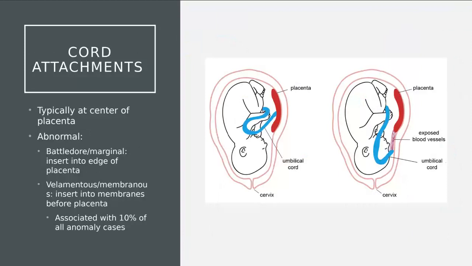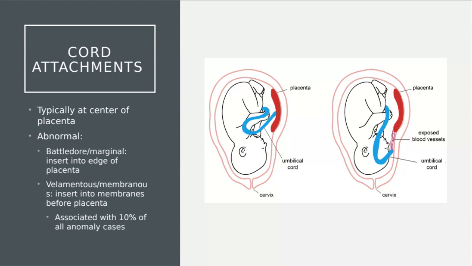Next, we have cord attachments. So talking about attachments into the baby, but mainly about attachments into the placenta. So the baby's umbilical cord should always insert into the umbilicus of the baby's abdomen. We can sometimes see complications with that cord insertion in terms of anomalies with the baby, which we will learn about in a few weeks. But today we're talking about abnormal cord attachments with the placenta.